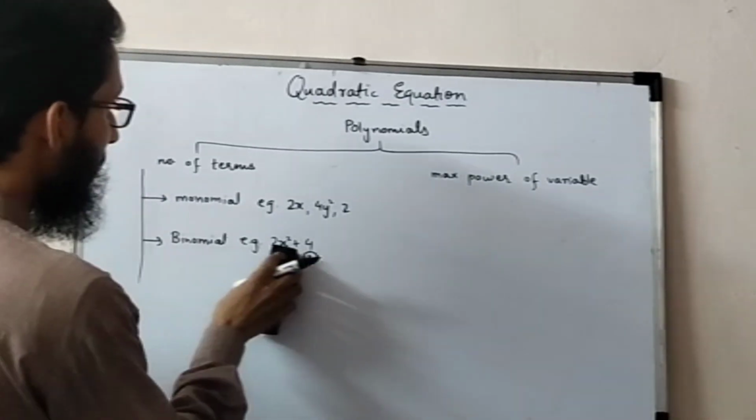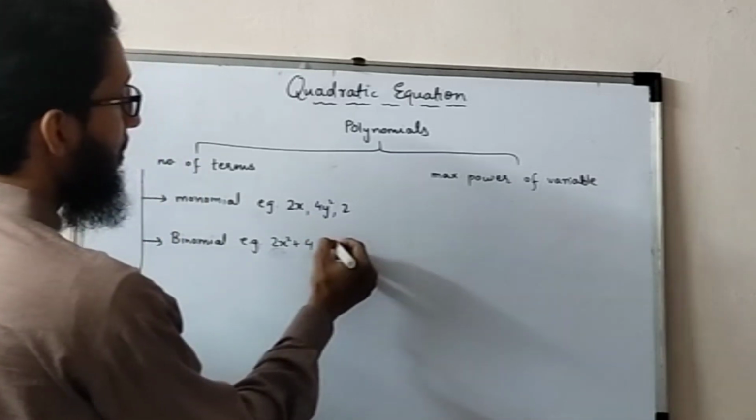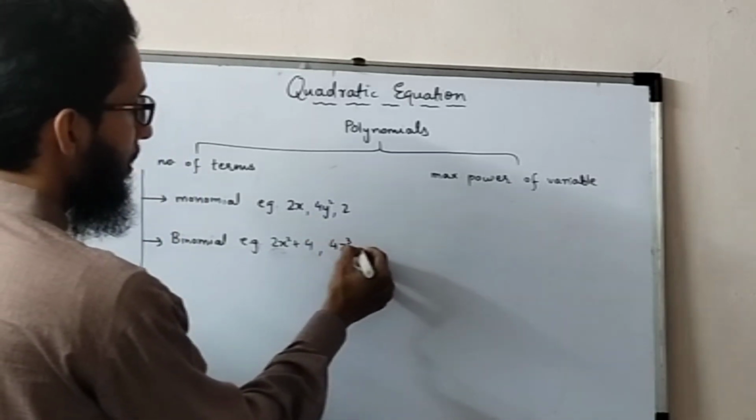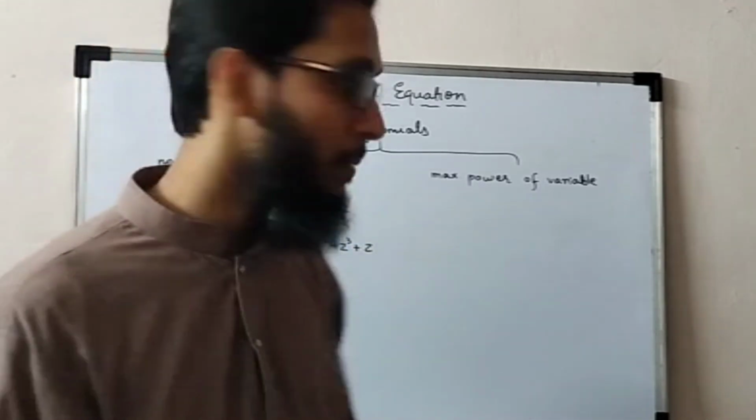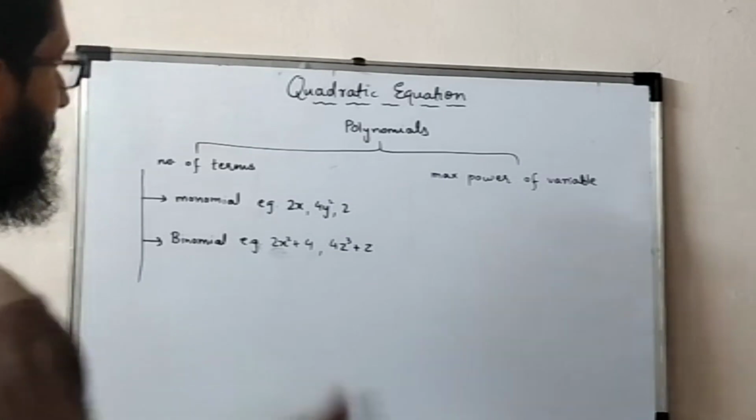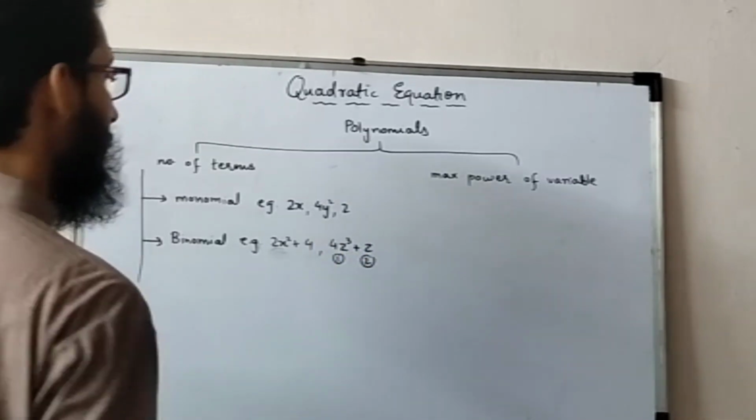What will be the second example? Second example, like 4z cube plus z. This is also binomial polynomial. Okay, because here we have first term and second term. Understood?